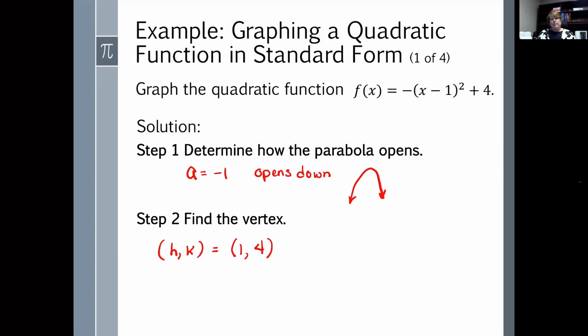Again, if we look at this with respect to how we shift the graph, subtracting 1 from the input shifts the graph to the right. Adding 4 to the output shifts it up. So we are moving the vertex from (0, 0). We're moving it 1 unit to the right and 4 units up. So we're going to shift the vertex to (1, 4).